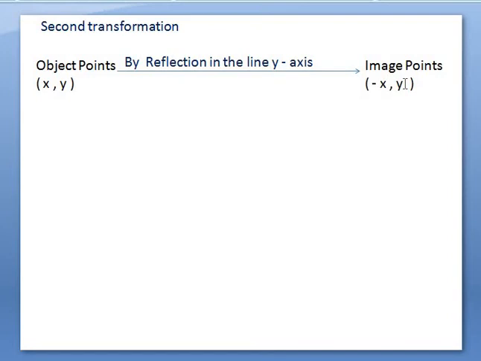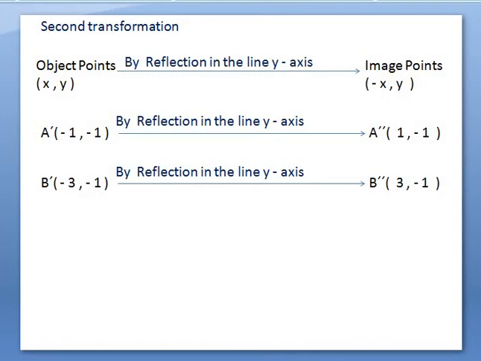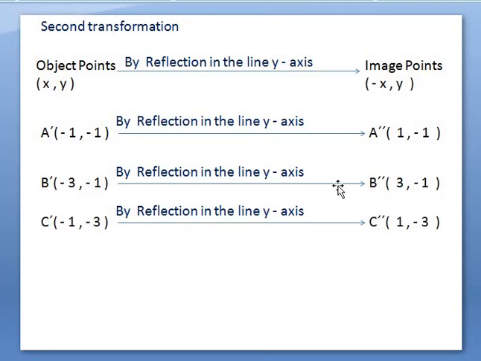So the image we obtained in the first transformation is now transformed again using this transformation. We reflect that point in the y-axis, and then we get A″, the image of the image. The sign of the x coordinate changes, so −1 becomes +1, and the y coordinate remains the same. Look here: (x, y) goes to (−x, y). Similarly for B we get this one, and similarly for C we get this one.